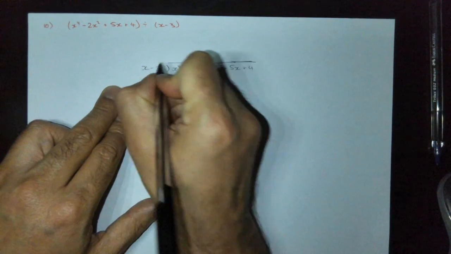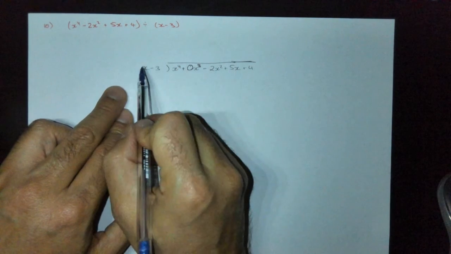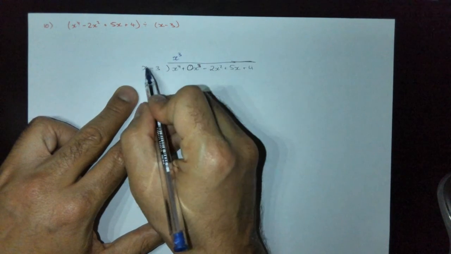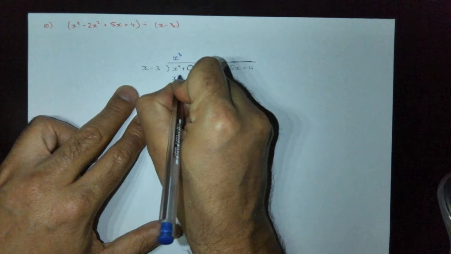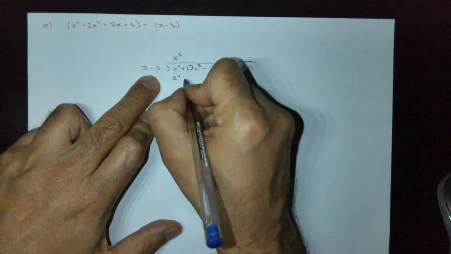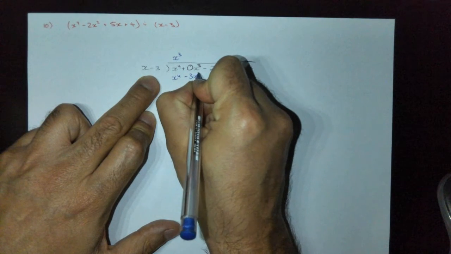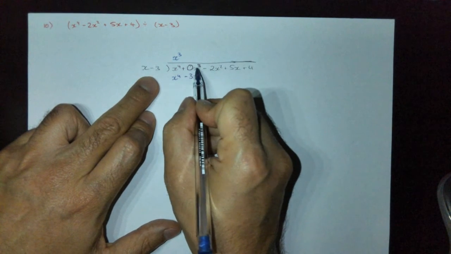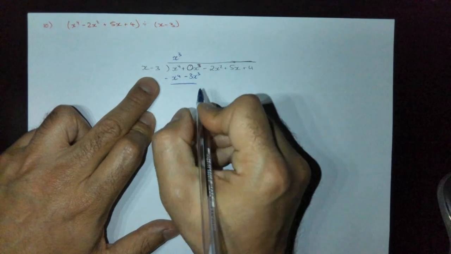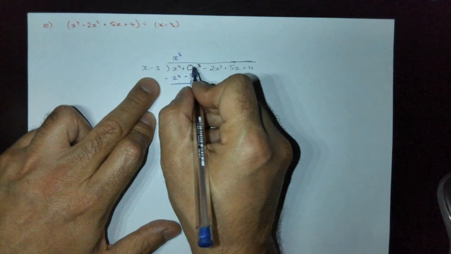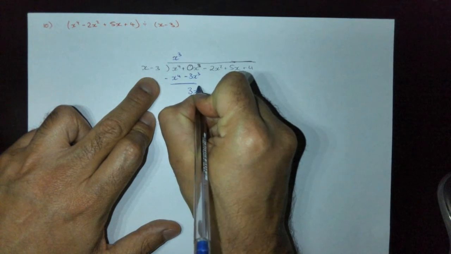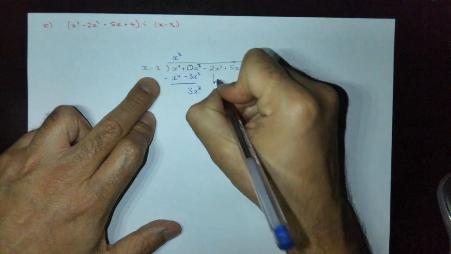Oh, I forgot my divisor. X minus 3. So x goes into x to the power 4, x cubed times. X cubed times x is x to the power 4. X cubed times negative 3 is negative 3x cubed. And that's why I needed that 0x cubed. So I'm going to subtract both of those together. That disappears. 0 minus negative becomes a positive. I'm going to bring that down.